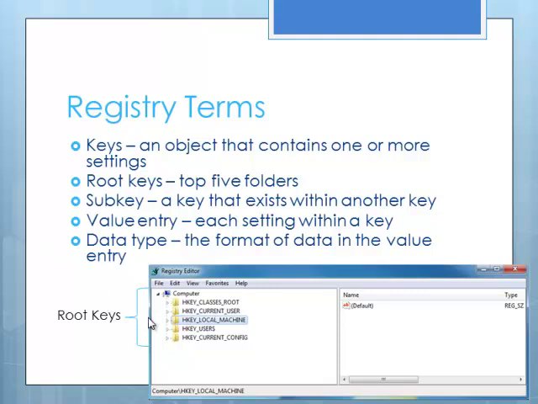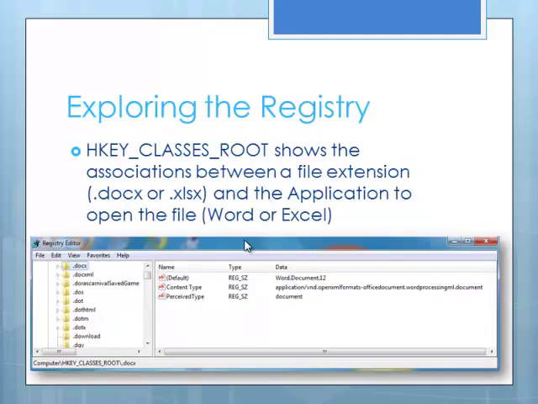Similar to navigating with folders, where you see the arrow here, you can click on that and expand and see the subkeys. Now, when you get down into each of those, you're going to see value entries, and those are the settings. And then each setting has a data type. That's the type of data that it can hold, whether it's numeric or text.